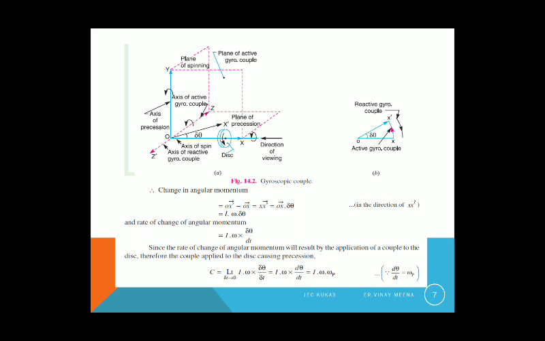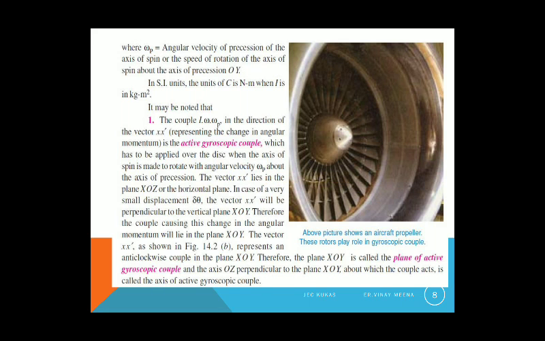Therefore, the couple applied to the disc causing precession is C = I omega omega_P, where delta theta over delta t = omega_P. The couple I omega omega_P in the direction of the vector representing the change in angular momentum is the active gyroscopic couple, which has to be applied over the disc when the axis of spin is made to rotate with angular velocity omega_P about the axis of precession.